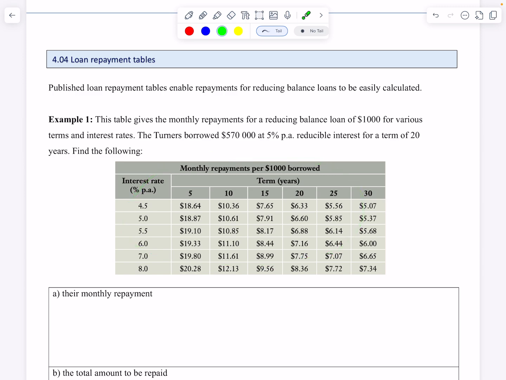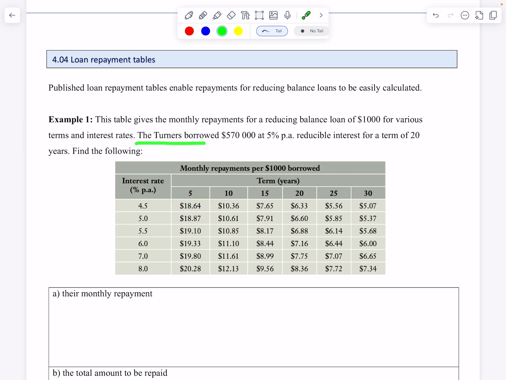So this table gives the monthly repayments for a reducing balance loan of $1,000 for various terms and interest rates. So it says monthly repayments per $1,000 borrowed. The term is in years. And then we've got the interest rates. So, for example, if for 5 years we had an interest rate of 4.5% and $1,000 was borrowed, then the monthly repayment will be $18.64.